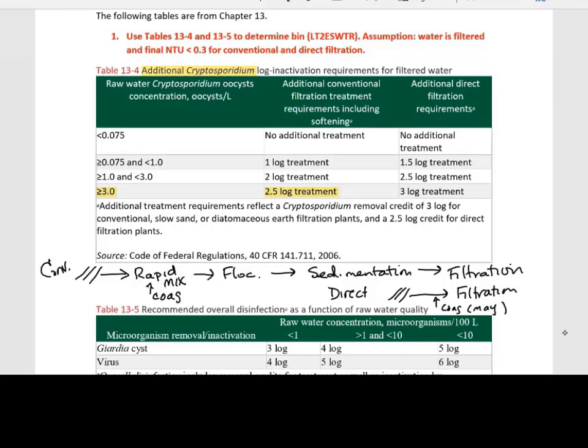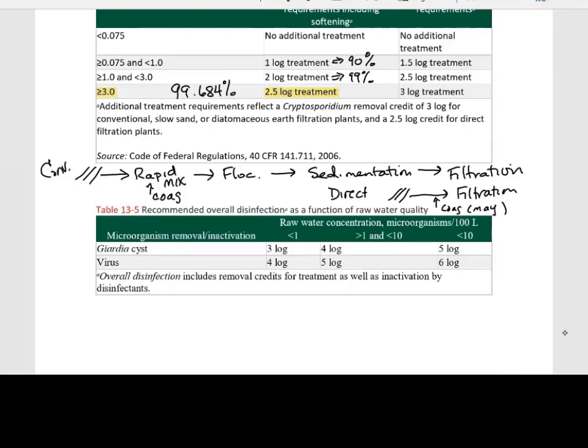Okay, so we have a conventional system. We had greater than 3 oocysts per liter. So we need 2.5 log treatment. That means we need 99.684% removal. 2 log removal corresponds to 99% removal. 1 log corresponds to 90% removal. So the next thing is we'll look at overall disinfection.